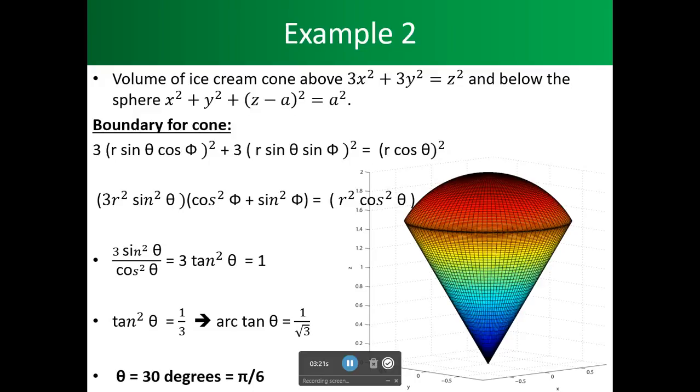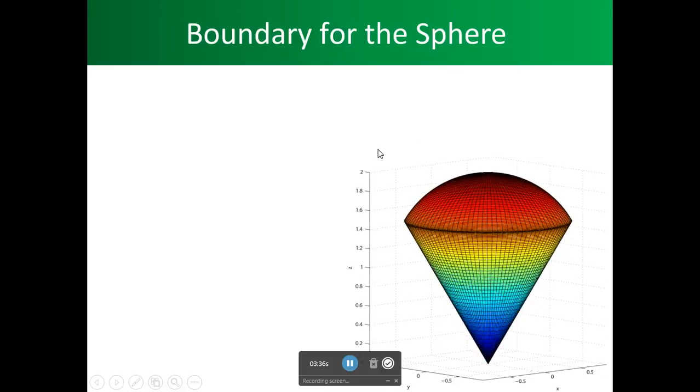Okay, we need all the boundaries. We need our r, we need our theta, we need our phi. So we found our theta. Our phi is, again, simple. It's 360 degrees, so that's not hard. Now let's find the boundaries for the sphere, so we can find out what r is.